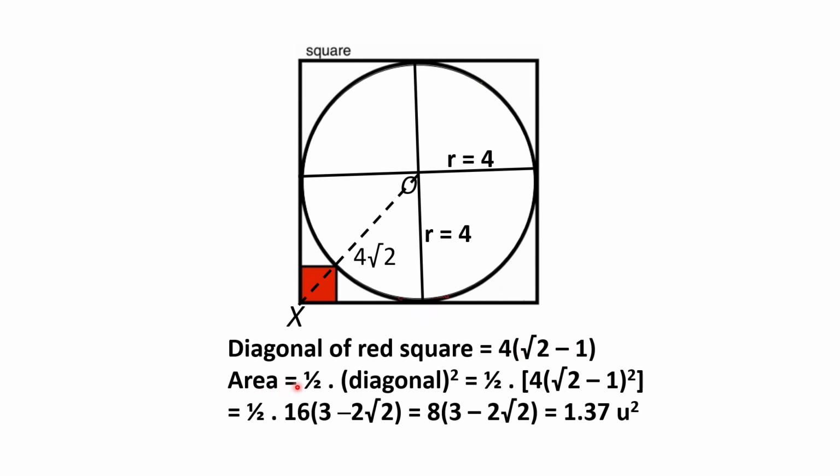Now the area of a square is given by half into diagonal squared. Replace the value of root 2 by 1.414, and we get the required area of the square as 1.37 square units.